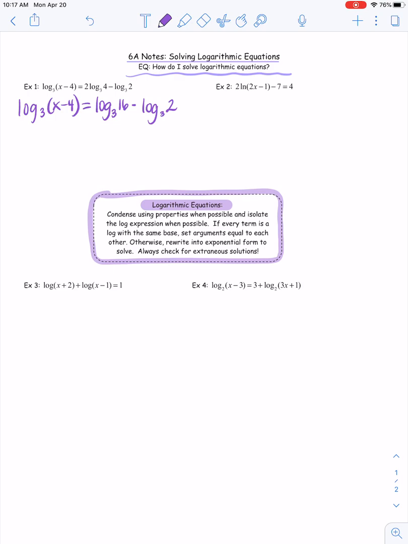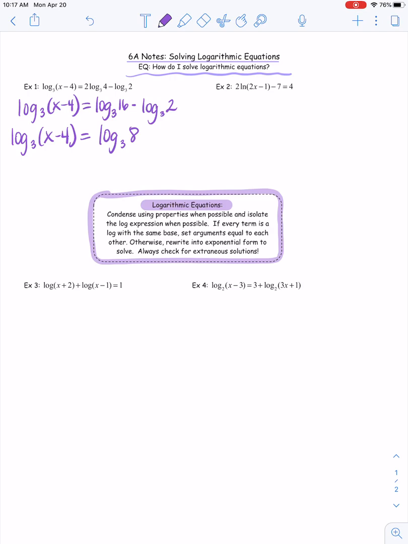Again, on the right-hand side, I notice that I'm subtracting 2 logs with the same base. So that's going to be using the quotient property. When I subtract 2 logs with the same base, I can divide the arguments. That's going to give me log base 3 of x minus 4 equals log base 3 of 8, because 16 divided by 2 is 8.